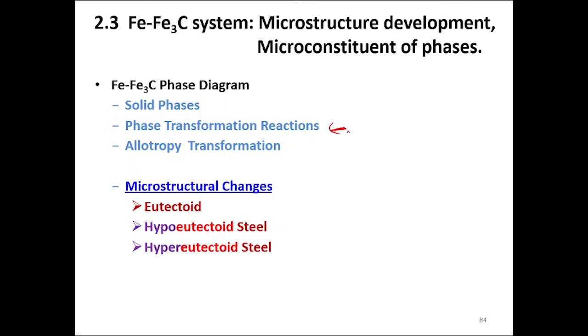As for the second part of the iron-iron carbide system, in the third part we will look at allotropy transformation. And the fourth part, we will see microstructural changes.